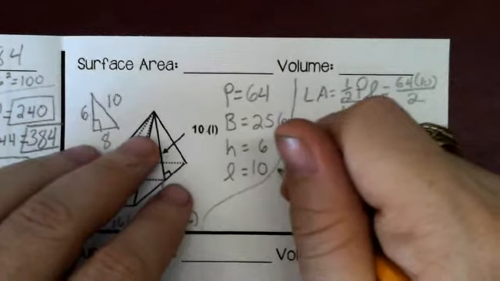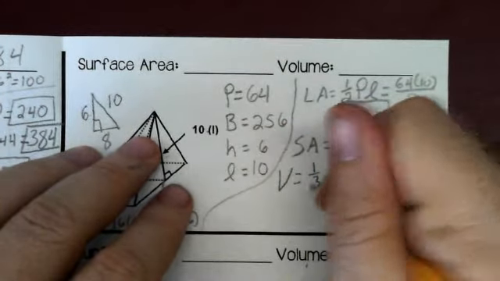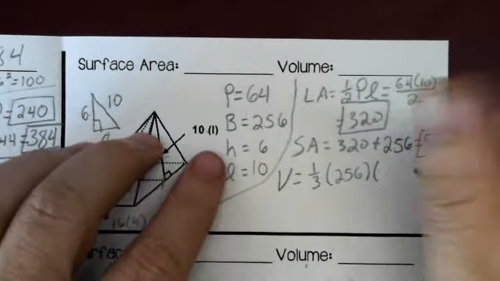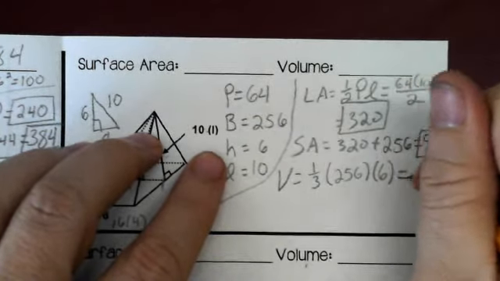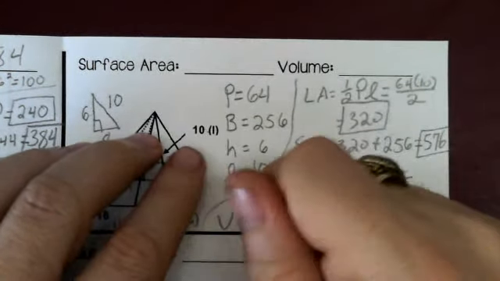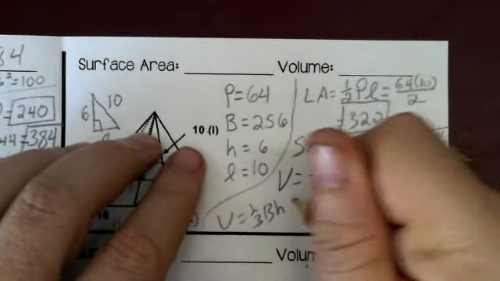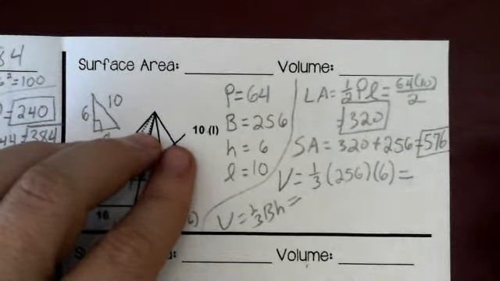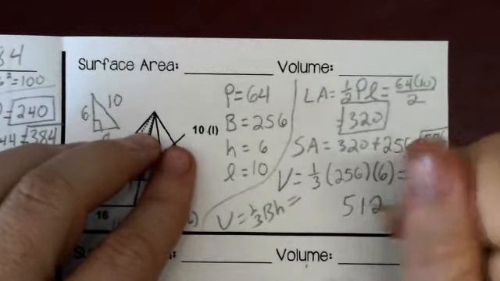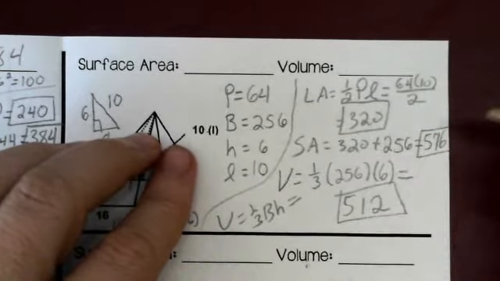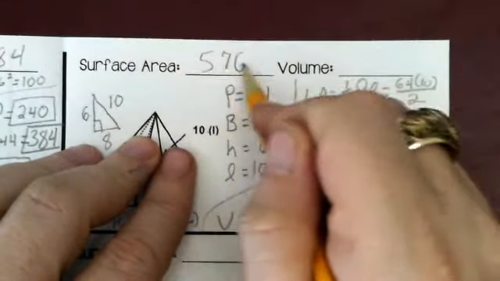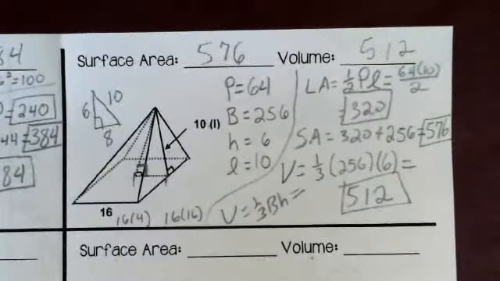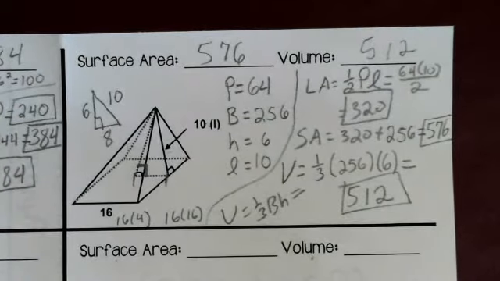And then my volume is 1/3 the area of the base times the actual height, V equals 1/3 BH. And so if I type that in, I would get that my volume is 512. So the surface area is 576 and the volume is 512. And so that is finding the volume and surface area of square pyramids.